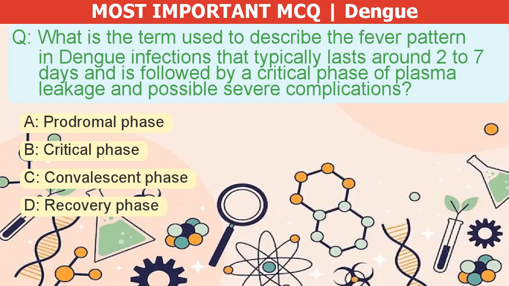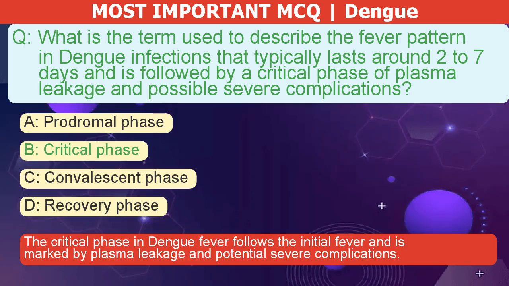What is the term used to describe the fever pattern in dengue infections that typically lasts around 2 to 7 days and is followed by a critical phase of plasma leakage and possible severe complications? A. Prodromal phase. B. Critical phase. C. Convalescent phase. D. Recovery phase. The correct answer is B. The critical phase in dengue fever follows the initial fever and is marked by plasma leakage and potential severe complications.